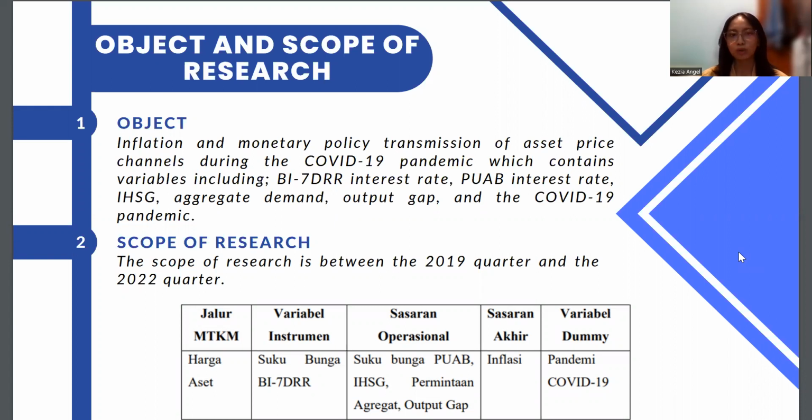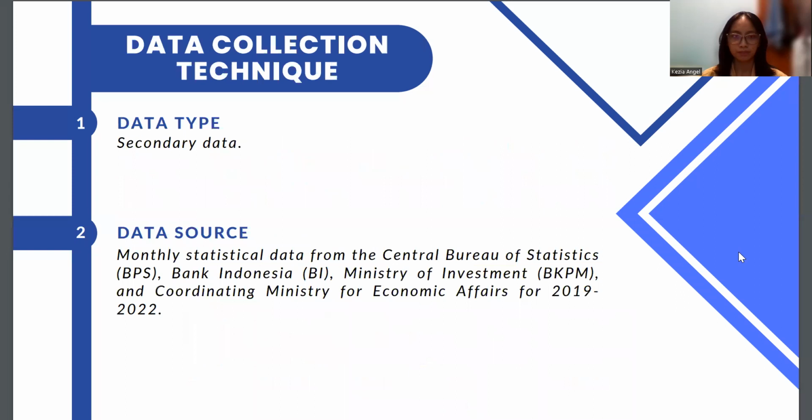Second one is the scope of the research. The scope of the research is between the 2019 quarter and the 2022 quarter. Next is data collection technique. Data type that I used in this research is secondary data source, which is monthly statistical data from the Central Bureau of Statistics, BPS, Bank Indonesia, BI, Ministry of Investment, BKPM, and Coordinating Ministry for Economic Affairs for 2019 to 2022.